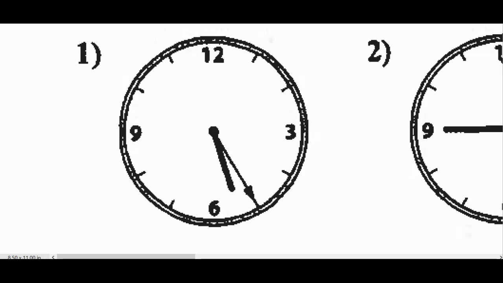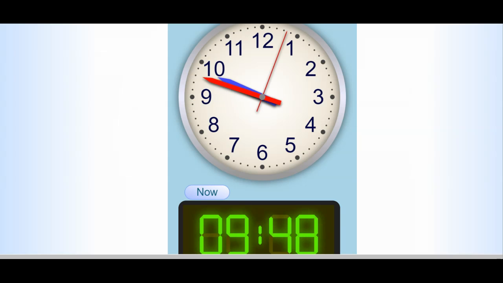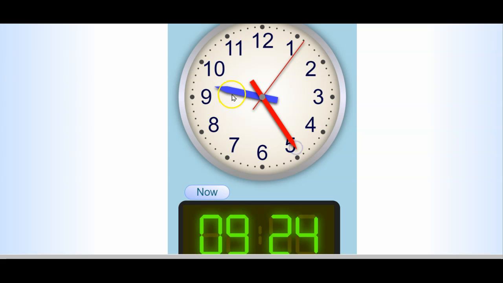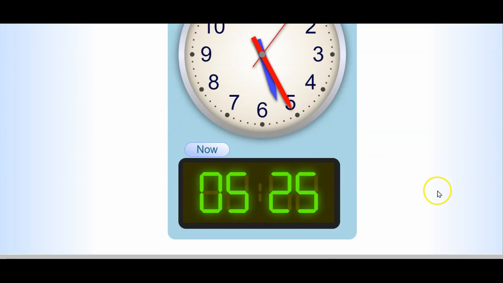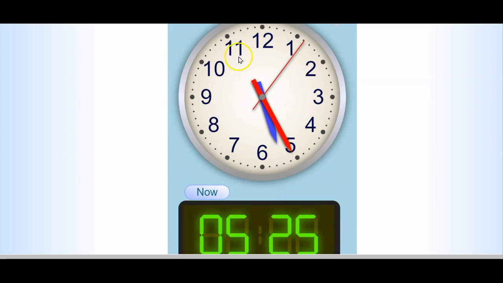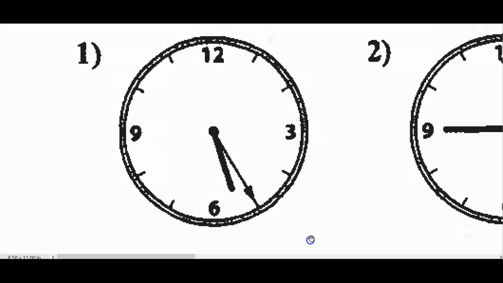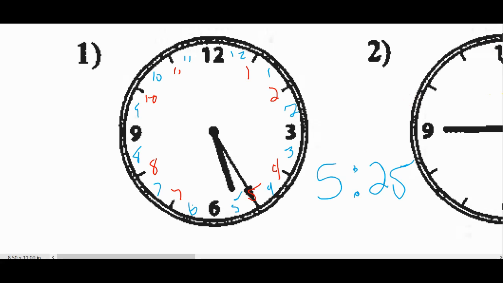Don't have a cow. So then I could use the digital clock, guys, on our Google Classroom right here. So we said it was 5:25, correct? So it was like this. Like that. 5:25. Okay? So I can use this to figure this out. So if I go back, let's do another one. And let's see, was I right? Yes, I was correct. Let's do another one. So 5:25.